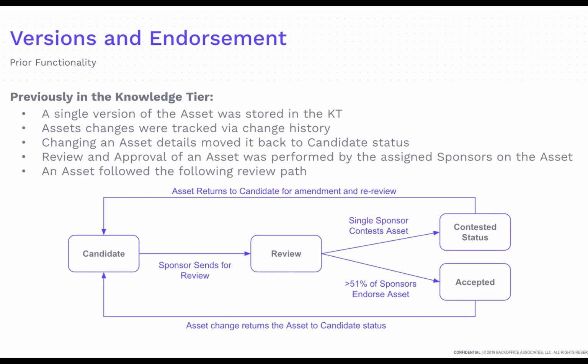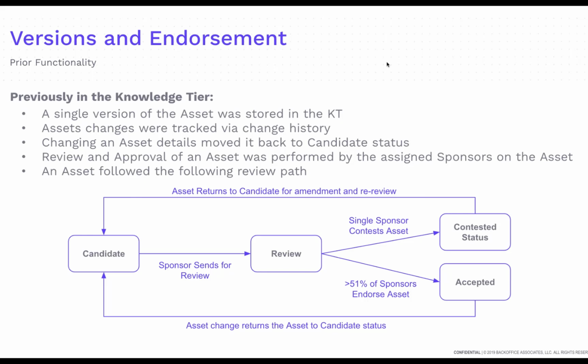What I'd like to do to start with is just walk through the previous functionality for those that are existing customers to explain how the old way of working used to be around asset management and asset change control. So previously on the knowledge tier, we used to have a single version of an asset, and this was stored within the back end of the knowledge tier, and those asset changes were then tracked via change history over time.